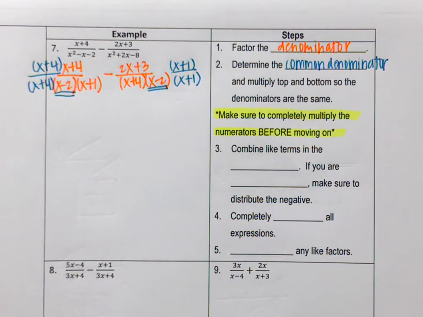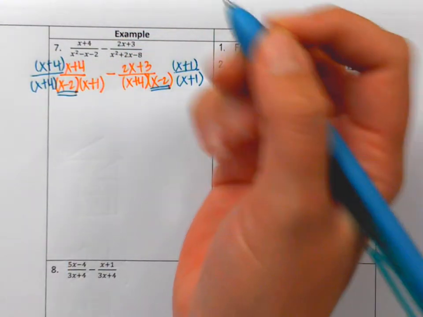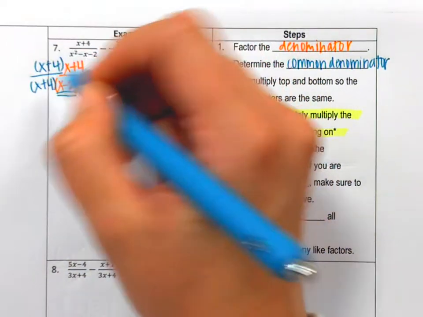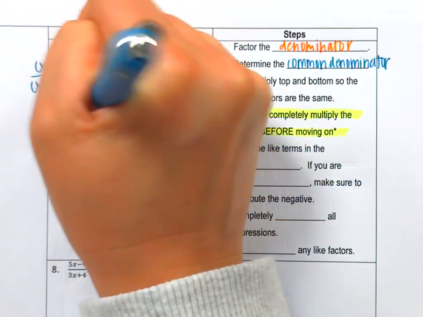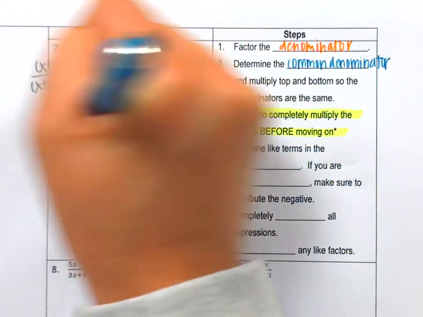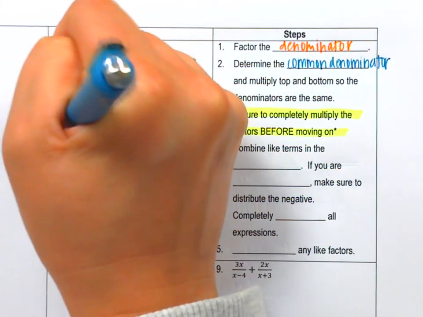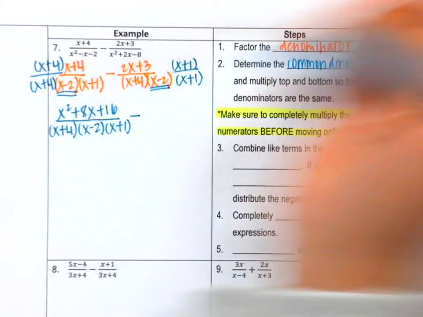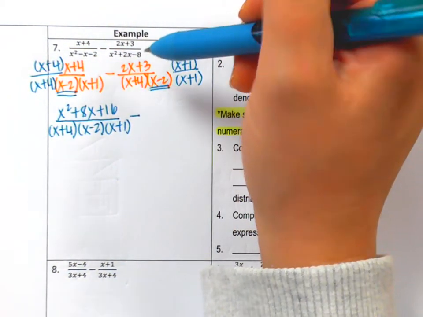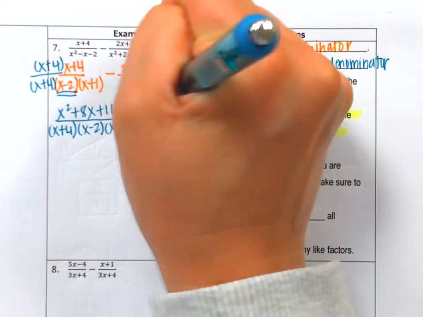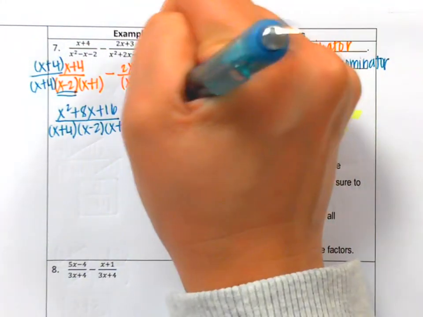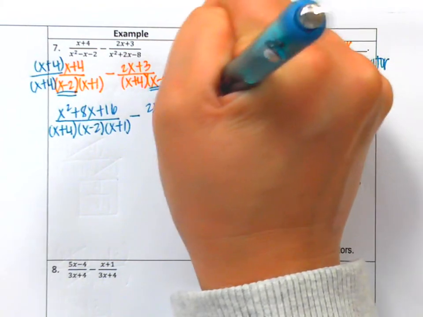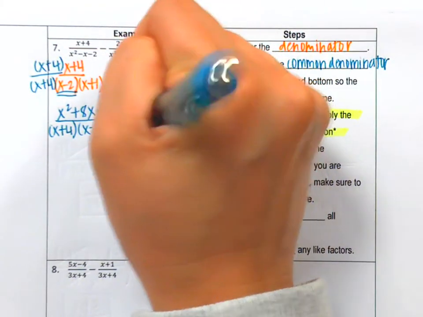That's what we're going to do. We're going to multiply x plus 4 times x plus 4. So that's just foiling. X times x is x squared, plus 4x plus 4x is 8x, and plus 16. And then the denominator is now x plus 4 over x minus 2 over x plus 1, minus, and now I'm going to multiply here. So 2x times x is 2x squared. 2x plus 3x is 5x, plus 3, over the same denominator now.